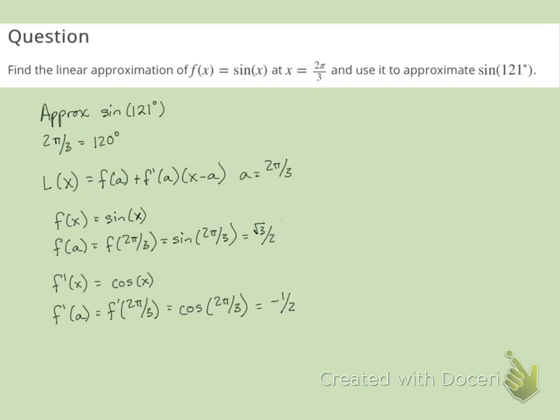So this gives us our function L of x is going to be this f of a, which is the square root of 3 over 2, plus f prime of a, which is negative 1/2. So I'm going to switch this to a negative 1/2 times x minus a, which is 2 pi over 3.